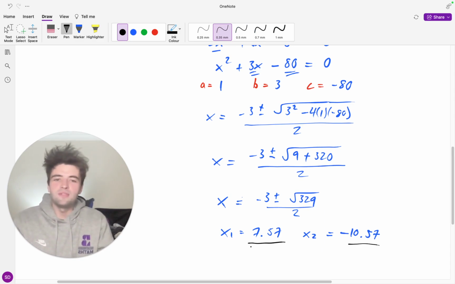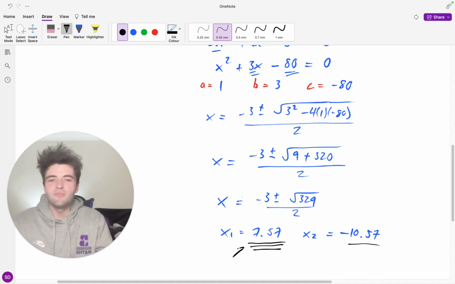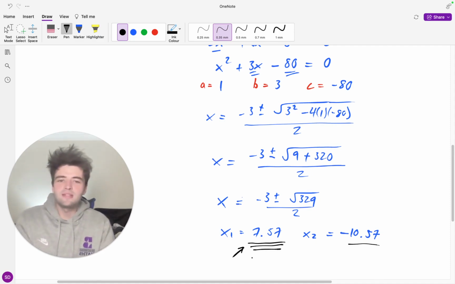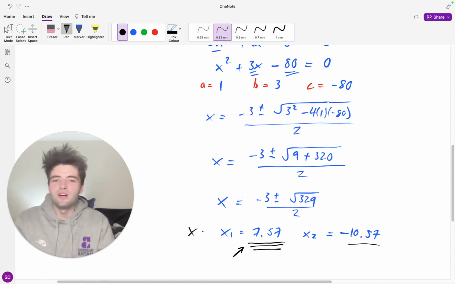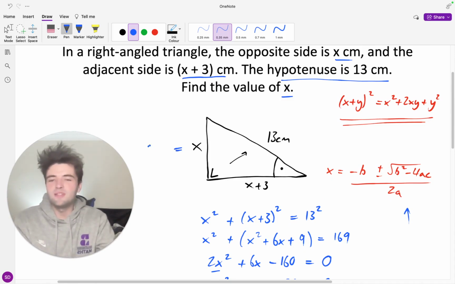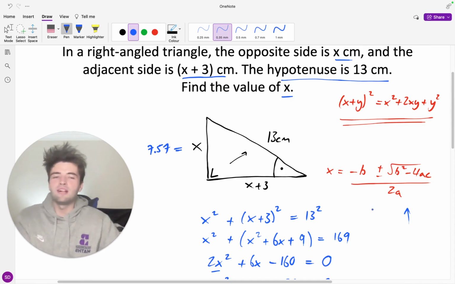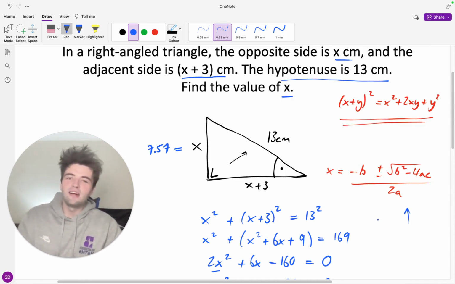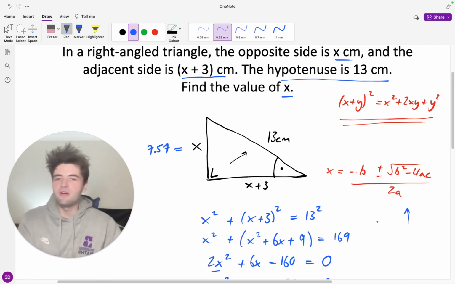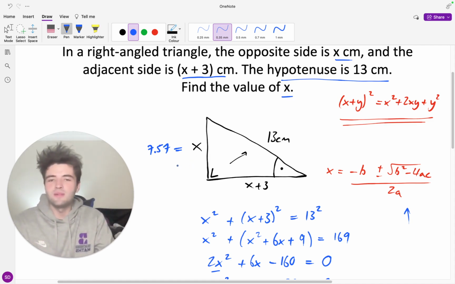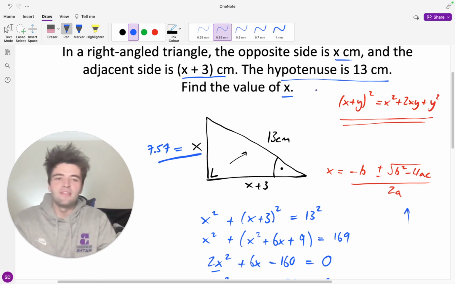So these are our two values, but actually only one of them is valid, and that is the positive one, which is 7.57. And so we know that x is going to be equal to 7.57. And so basically the reason we know that is because we can't have negative lengths. So remember, we got these values initially from being in a triangle, and so we can't actually have a negative length, and therefore we know the positive number that we got is going to be the correct answer for this question. So x is 7.57, and that is going to be it for this one.